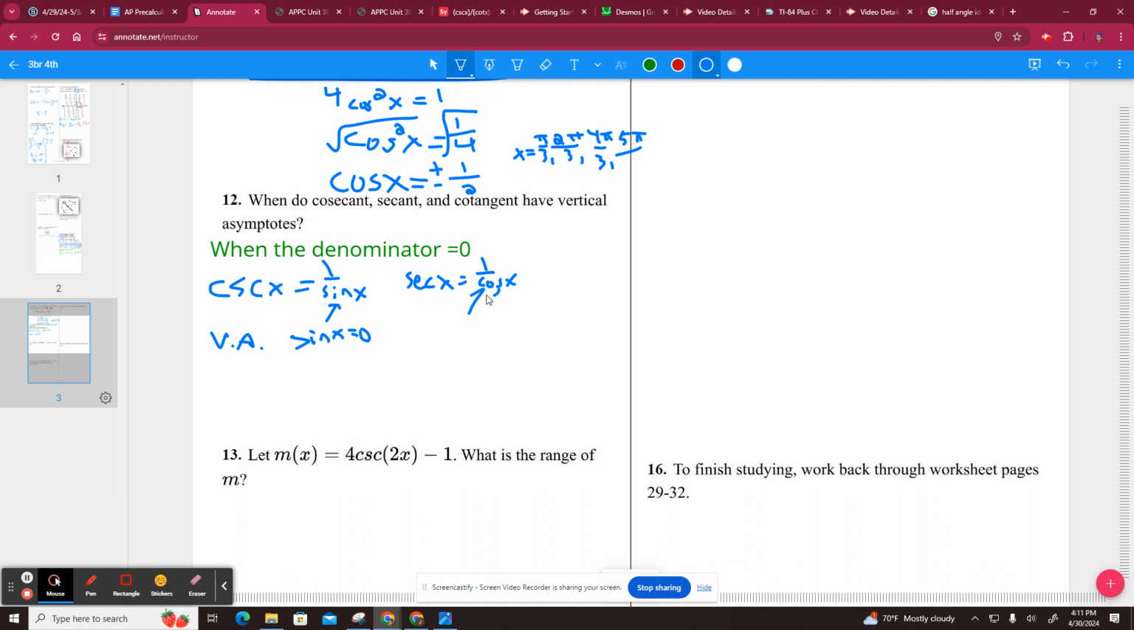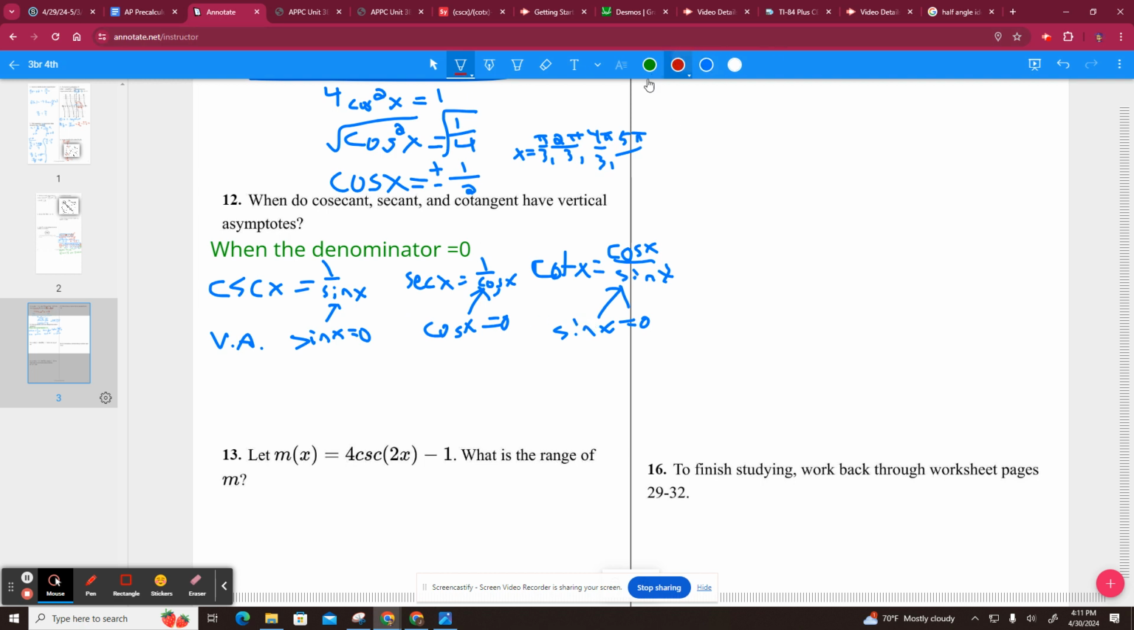So when cosine of x equals 0, and then cotangent, you can do it either way. Technically, you could say when tan equals 0, but I think it's easier to work with sine and cosine, and we know cotangent is cosine over sine. So when sine of x equals 0.